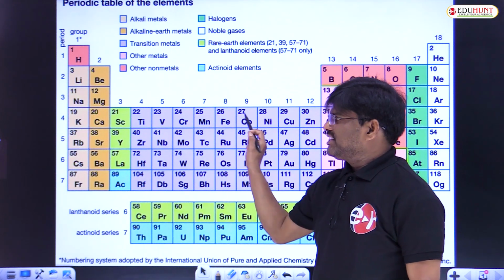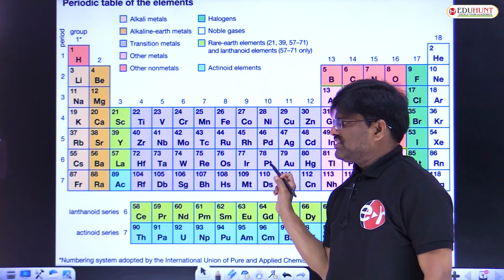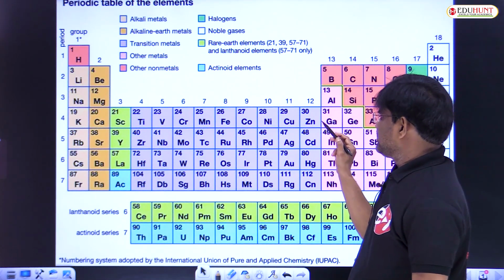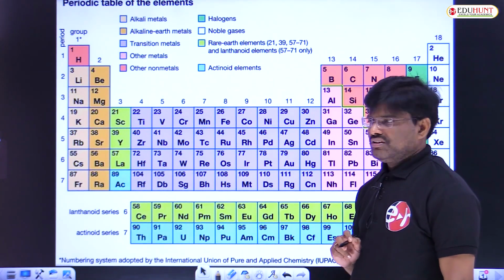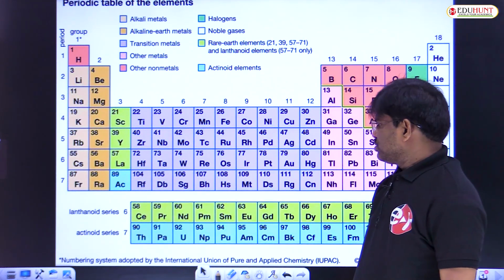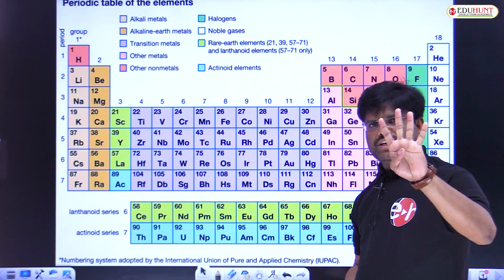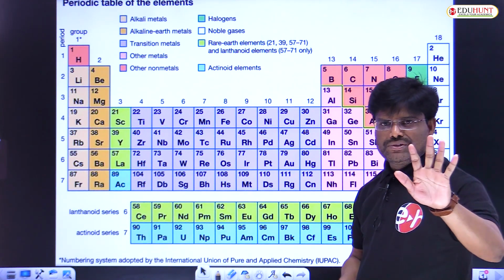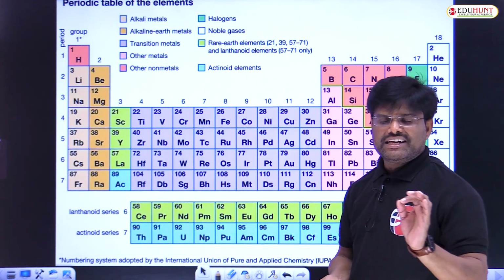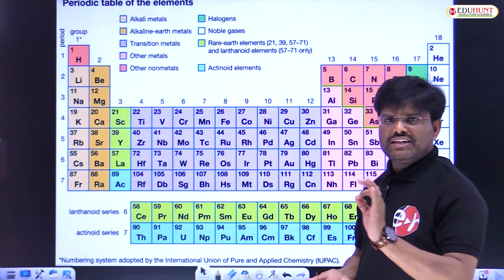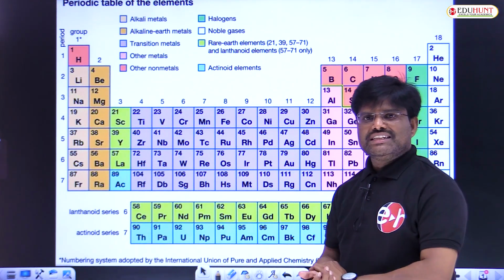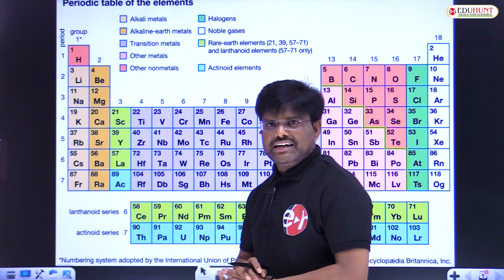So the 3D series, 4D series, 5D series, 6D series. Here the ending elements are zinc, cadmium, mercury, and the starting elements are scandium, yttrium, lanthanum, actinium. So these are the 4 series. It contains 10 groups and 4 series. First series 3D, second series 4D, third series 5D and fourth series 6D. So this is about the D block elements.